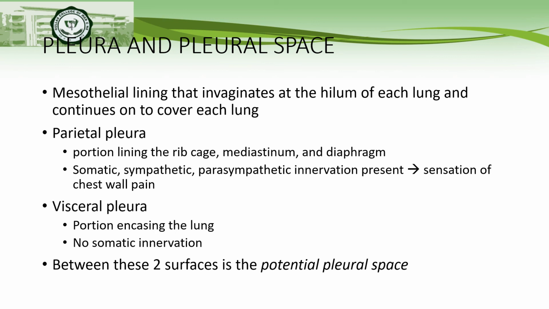The parietal pleura is very rich in somatic innervation and there is also sympathetic and parasympathetic innervation. So if the parietal pleura is irritated, such as in cases of infection, pneumonia, or masses, you experience a form of chest wall pain. Visceral pleura naman, there is no somatic innervation, so you don't feel anything even if there is ongoing infection there. So between the two pleurae, we have what we call the pleural space. So this is the area where you get your effusion, dito tumutubo yung masses.